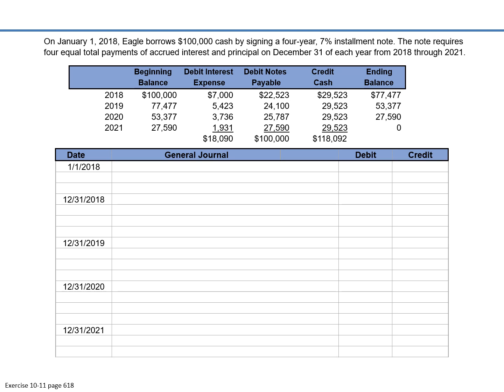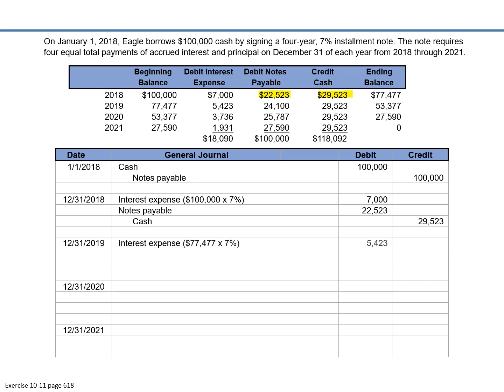So on January 1st of 18, when we get the cash for the note, we're going to debit cash 100,000 and we're going to credit note payable. That's the issuance, right? Then on 12/31 of 18, when we make our first payment, we're going to debit interest expense for that $7,000. We're going to debit our note payable to reduce the balance by the 22,523, and we're going to credit cash for the 29,523.